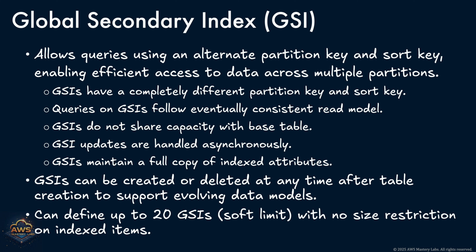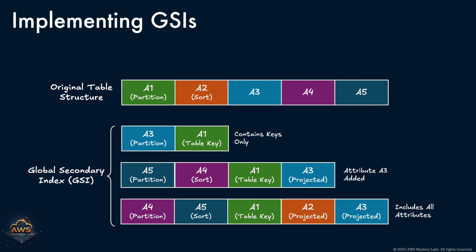They can be created or deleted at any point after the table is created, allowing your data model to evolve over time without requiring disruptive changes to the base table. Additionally, DynamoDB supports up to 20 GSIs per table, a soft limit that can be increased. And unlike LSIs, there's no size restriction on the items that can be indexed, making them suitable for large-scale, dynamic use cases.